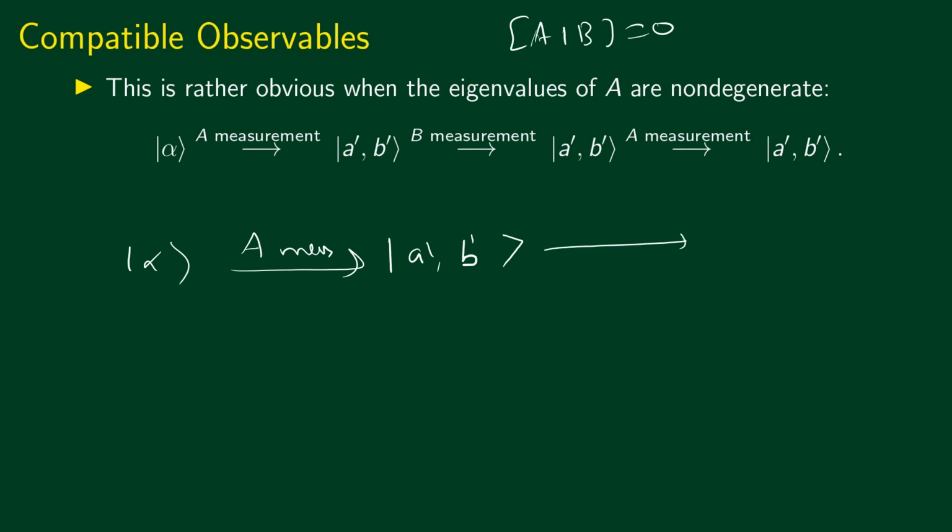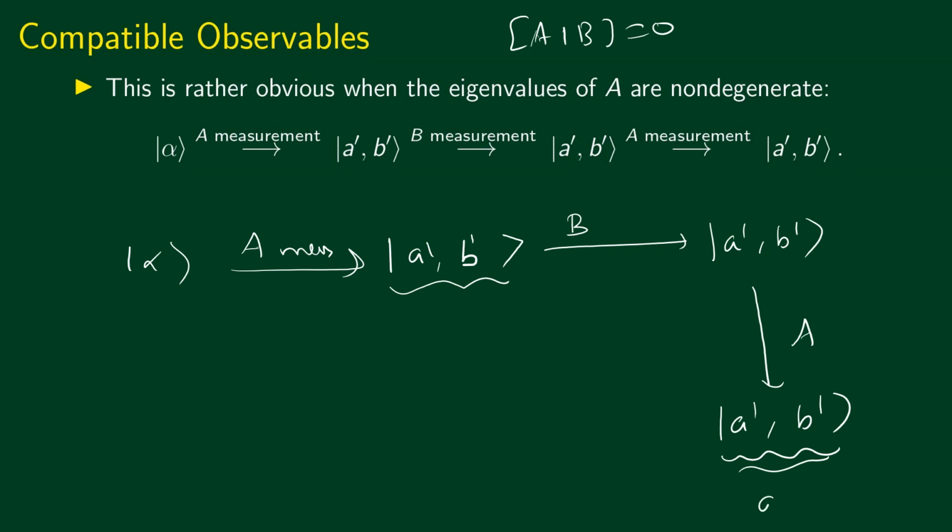Now what happens if I make a measurement of B on this state? This is already an eigenket of B, so there's no change in state. The state remains ket A prime B prime. But this is also an eigenket of A, as we said before. So if I make a measurement of A on this state, this is already an eigenket of A, so there's no change of state again. The state remains in ket A prime B prime. That means that the measured value is A prime. The measured values are eigenvalues.